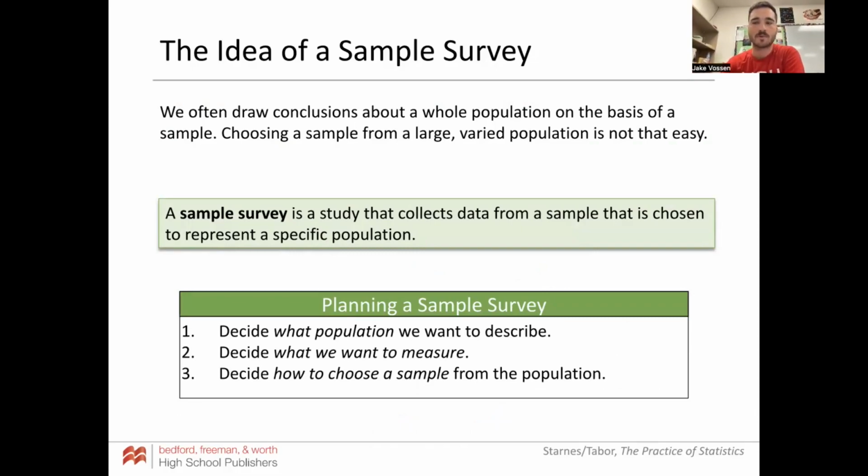When you are making a sample survey, there are three main steps you need to follow. Decide what population you want to describe, decide what you want to measure, and then decide how you are going to choose to sample it. You'll actually have questions later on where you're asked to make a survey and you have to choose those three things: what population, what do you want to measure, and how do you want to sample your population. So those three things for a sample survey. Feel free to pause me if you're trying to take notes.